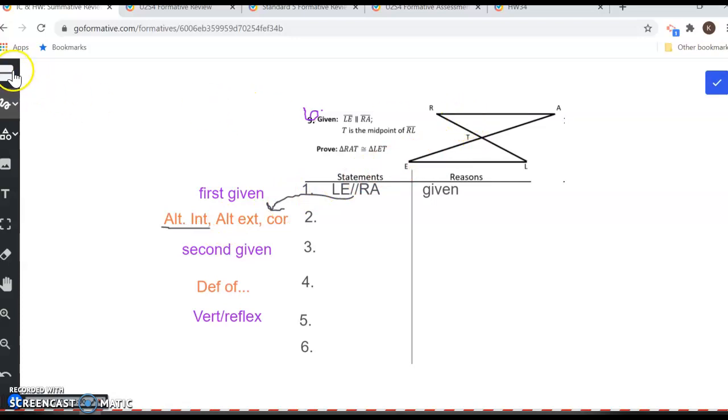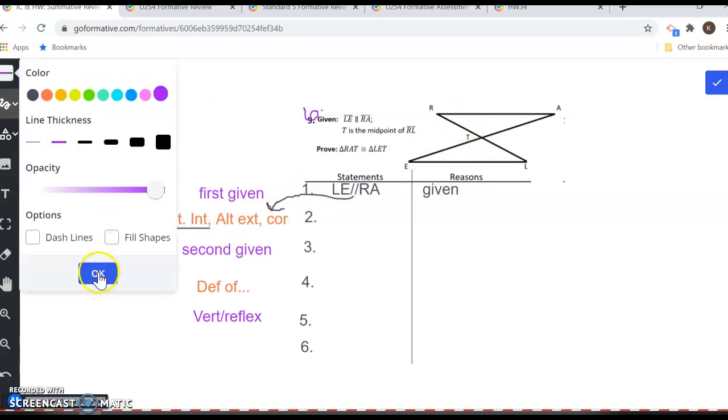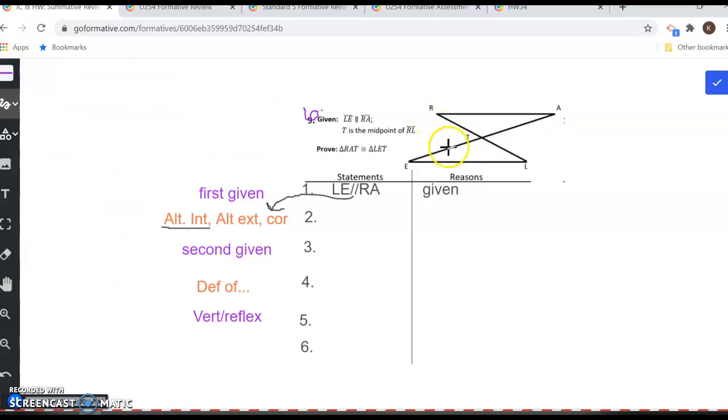My lines that are parallel, just like I said yesterday, it helps to highlight them. So my lines are LE, which is this line down here at the bottom, and RA, which is this line here at the top. There's actually 2 sets of alternate interior angles, angle R with angle L, or we can choose angle E with angle A. Okay, I'm just going to do R and L because that's the one I did first, so I'll keep that one around.